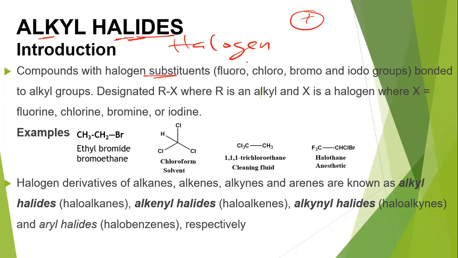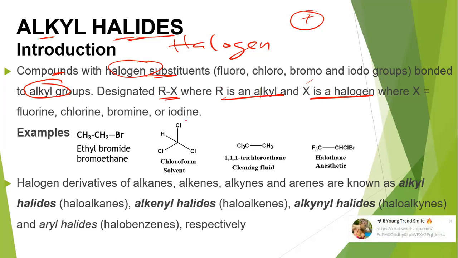Very simple, right? Good. So we are saying that they are compounds with halogen substituents, right? Now, if the fluorine is a substituent, it's fluoro, chlorine becomes chloro, bromine becomes bromo, iodine becomes iodo, right? Bonded to an alkyl group. So we've seen the two parts, a compound with an alkyl group and a halogen substituent, right? Now the general formula for alkyl halide is RX. So the R is the alkyl group, the X is the halogen. The halogens are fluorine, chlorine, bromine, and iodine.